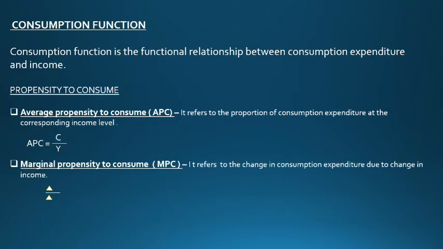Another type of propensity to consume is marginal propensity to consume, which is MPC. Since marginal means additional or change, the consumption expenditure changes with the change in income, which is indicated by MPC. This can also be calculated, where MPC is equal to delta C upon delta Y. That means the change in consumption expenditure due to the change in income.